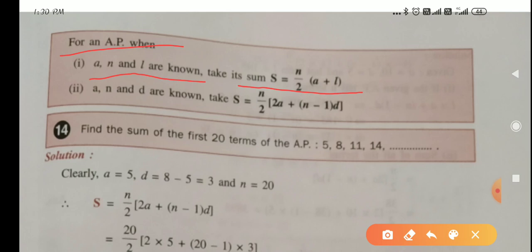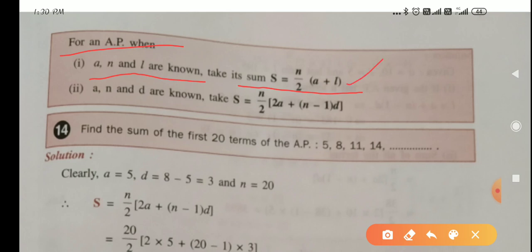First of all, what is the meaning of sum of n terms? N terms means suppose one AP is given to you and in the question it is asked that you have to find the sum of the first 20 terms, or the first 50 terms, or the first 17 terms. Like this, a question will be asked, then how can you find the sum of that number of terms? For that, you have two formulae.